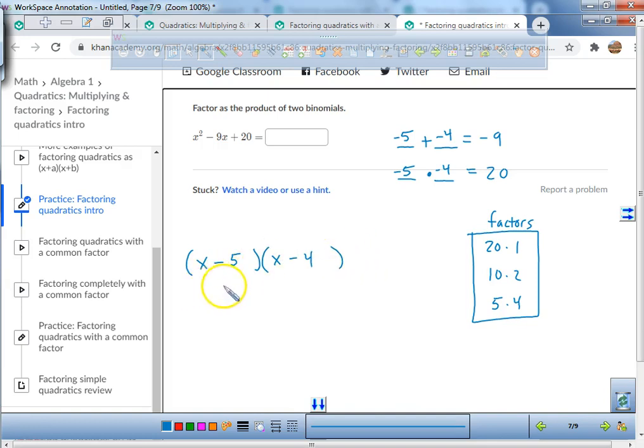So these are our two what? Factors that make up a product. When you multiply these together, we get this. So that's what I'm going to type in.